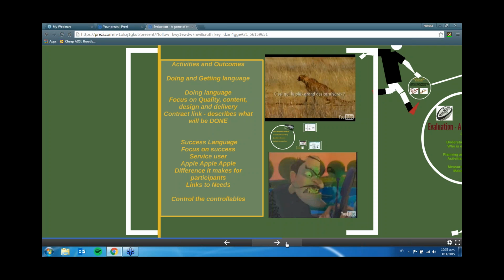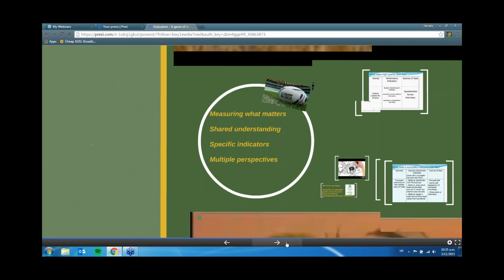When you're looking at a program, you need to think through and examine your theory of change around what am I doing and what does the service user get as a result of me delivering this program. So yeah, those things are there for you as an example.